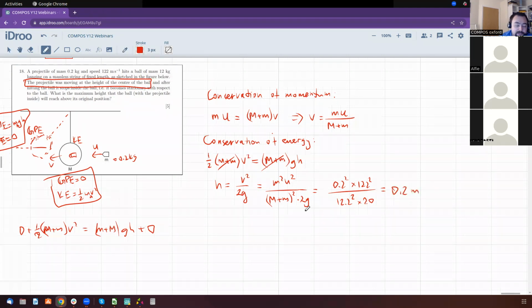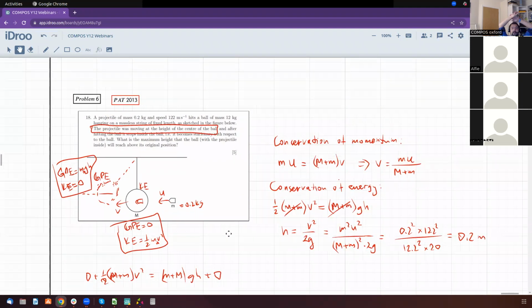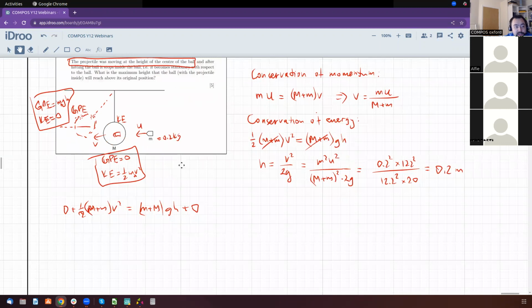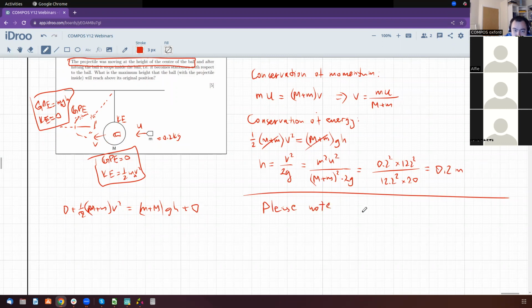0.2 meters. Now, please note that the initial kinetic energy of the bullet is not equal to the final one, so kinetic energy is not conserved. Please note, kinetic energy is not conserved.